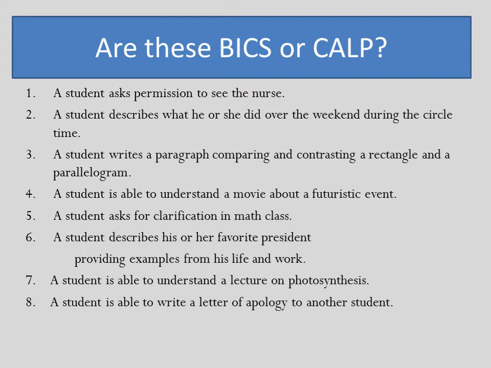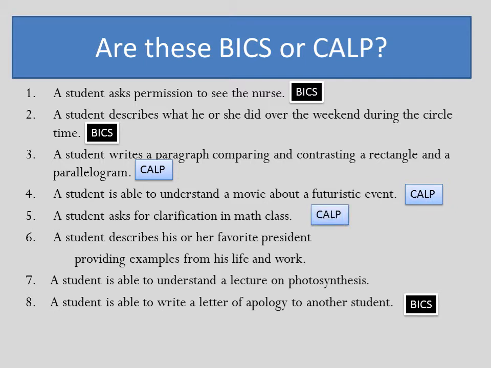Number 5, a student asks for clarification in math class. Number 6, a student describes his or her favorite president, providing examples from his life and work. Number 7, a student is able to understand a lecture on photosynthesis. And number 8, a student is able to write a letter of apology to another student. So could you determine which one of these were BICS and which one of these were CALP? Number 1 was BICS, number 2, and number 8. And the rest were all examples of cognitive academic language proficiency. Alright, let's keep moving.